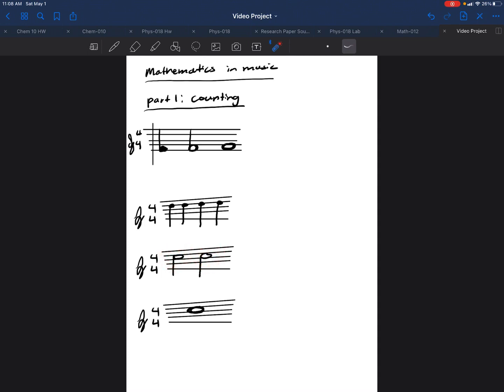And finally, we have this whole note. As you can likely guess, a whole note is held for 4 beats, with one whole note taking up an entire 4/4 measure. So this measure would just be held for 4 consecutive beats. So 1, 2, 3, 4.